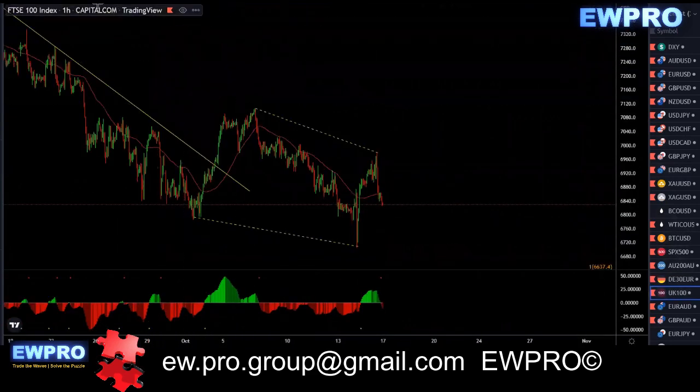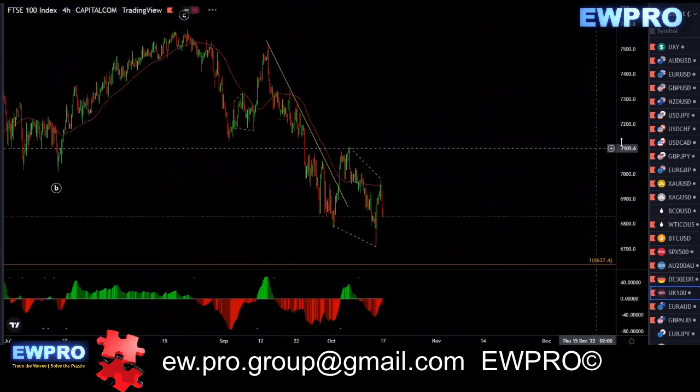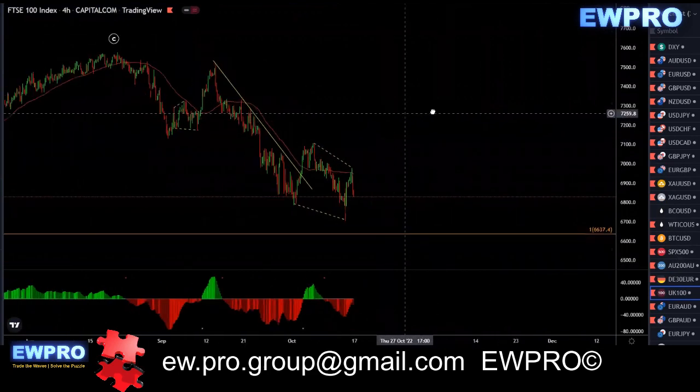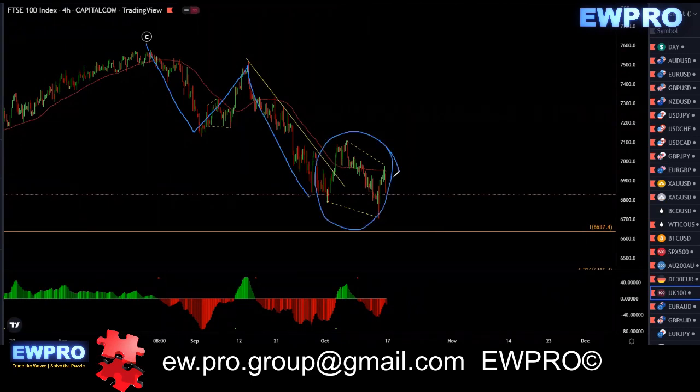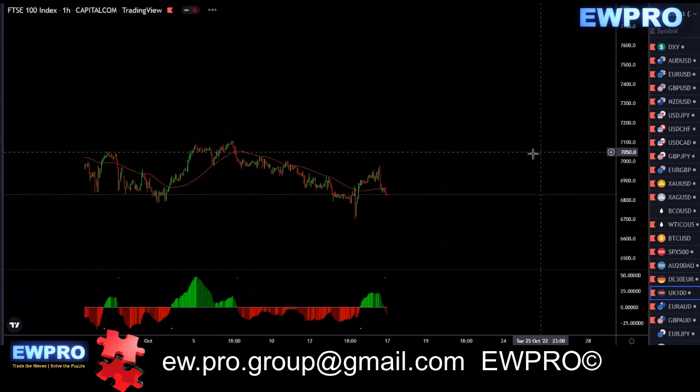And the FTSE, very similar. This one gave us an A, B, C. Then we got another correction in here. So again, if you get a little sell setup flag or something, you can look for the sell, but you're really only scalping the sells.